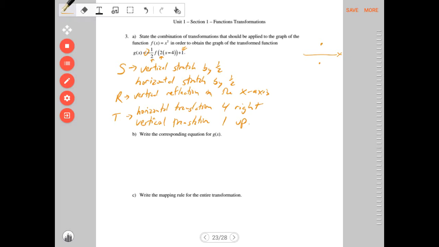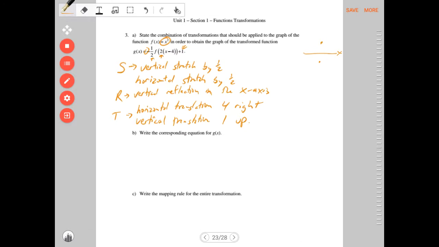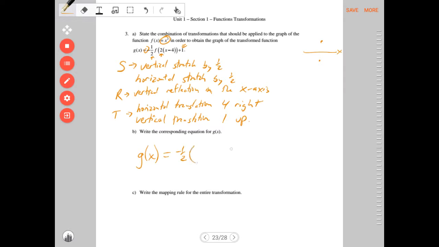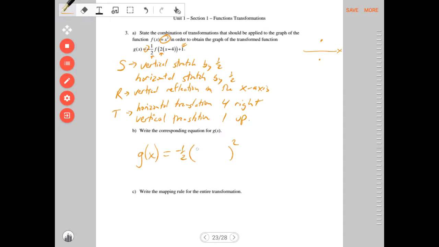Then B says write the corresponding equation for g of x. So remember, if f of x is just x squared, what we did in A is we just used the general function. Now we have a specific one. So it's really not that big a deal. So g of x equals. Now the f of x part is x squared. The negative 1/2 just stays there. Now it's going to be x squared. So we put all that stuff that was attached to the x inside. So it's just 2 bracket x minus 4, my bad.